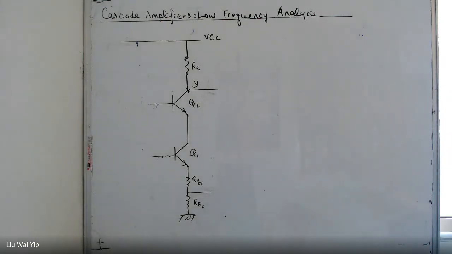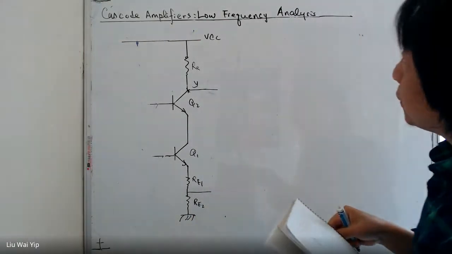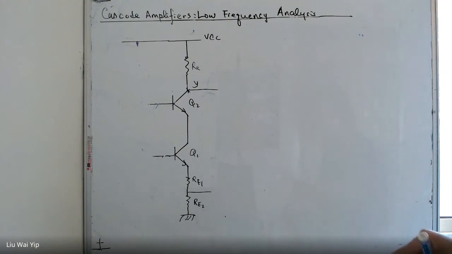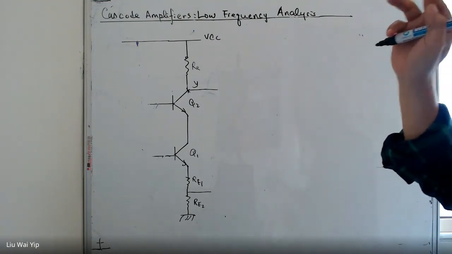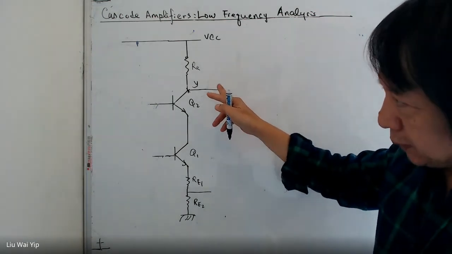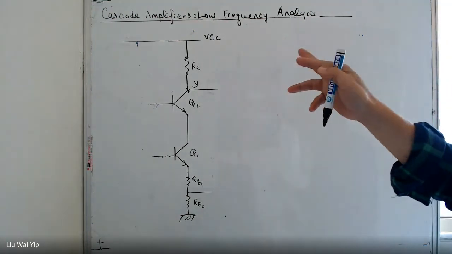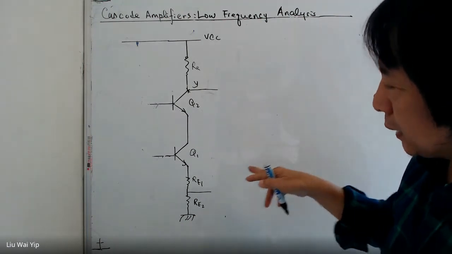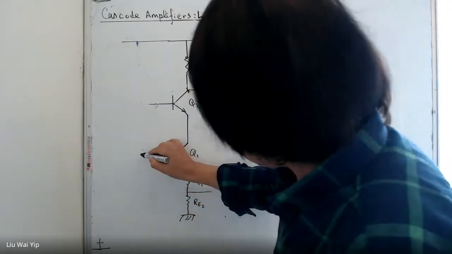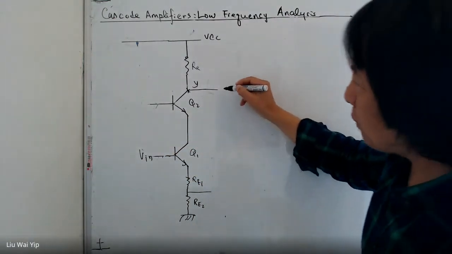Hello everyone. This video is about low frequency analysis of Cascode, and the low frequency response is normally contributed by the coupling capacitors. The coupling capacitor is connected to the periphery of the amplifier. Previously, I introduced to you the basic structure of the so-called Cascode amplifier.